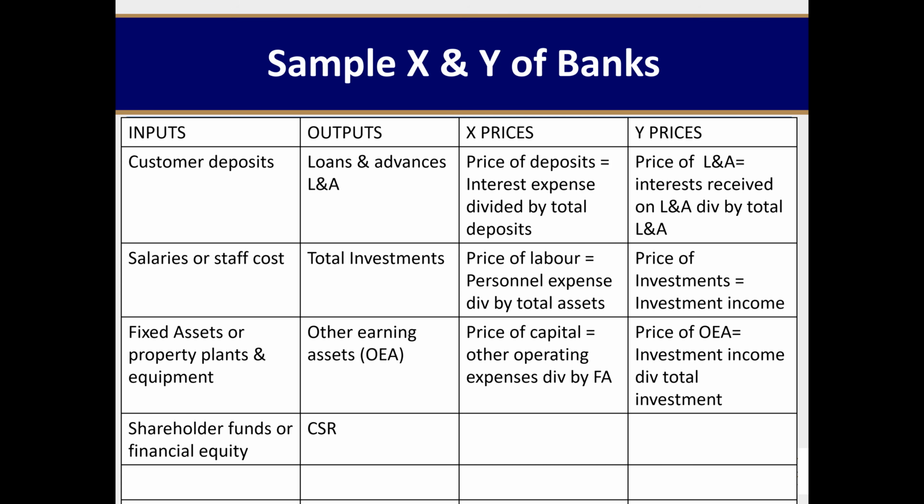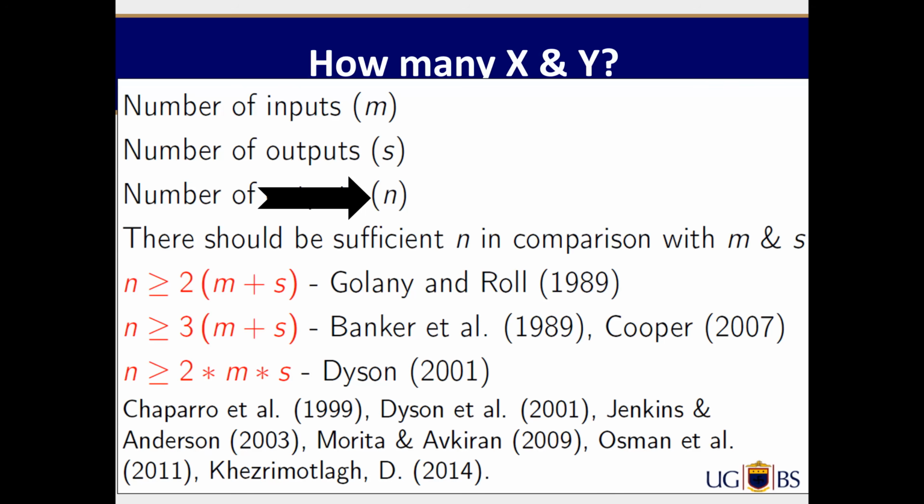Okay, total investment. There are several ways, but you have to get the literature. Sometimes you don't know, so you have to discuss your objective idea with your supervisor to be able to come out with the correct input and output. How many inputs should you use? How many outputs should you use? Remember, the number of inputs is M, the number of outputs is S, and the number of firms is N.